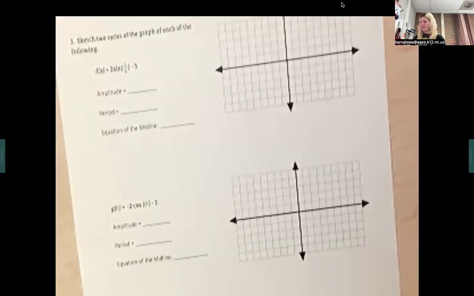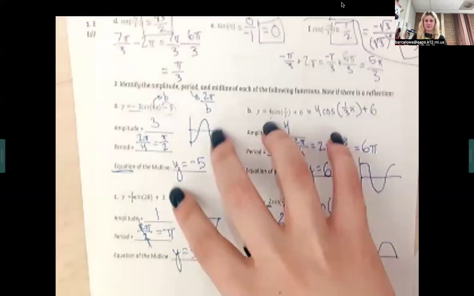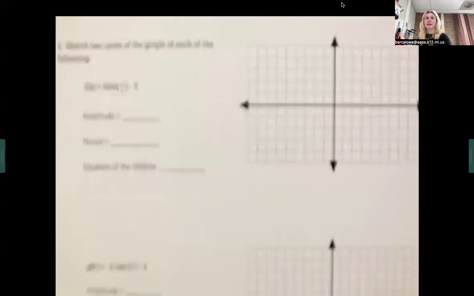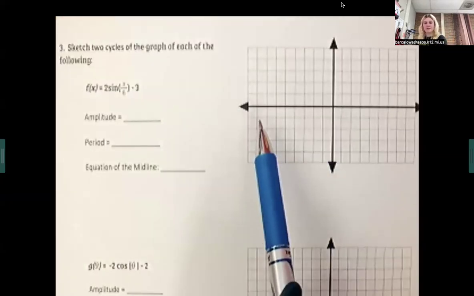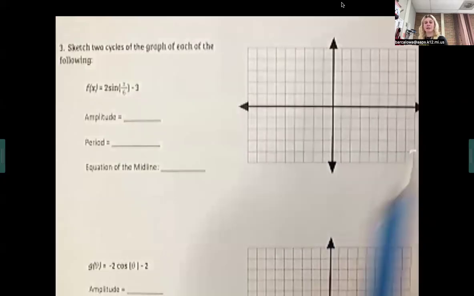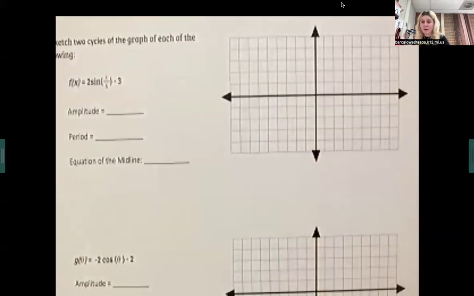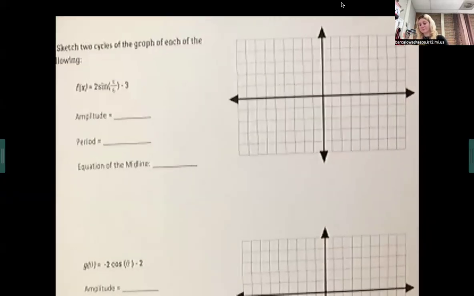All right. Next page. This is all our graphing. So basically all the skills we just did here are going to be here. All right, let's zoom in. Sketch 2 cycles of the graph. Okay, that can be either one in the positive, one in the negative direction. You can do 2 in the positive direction. My students, we've been doing 1 positive and 1 negative, but however you are comfortable doing it, as long as you got 2 cycles.